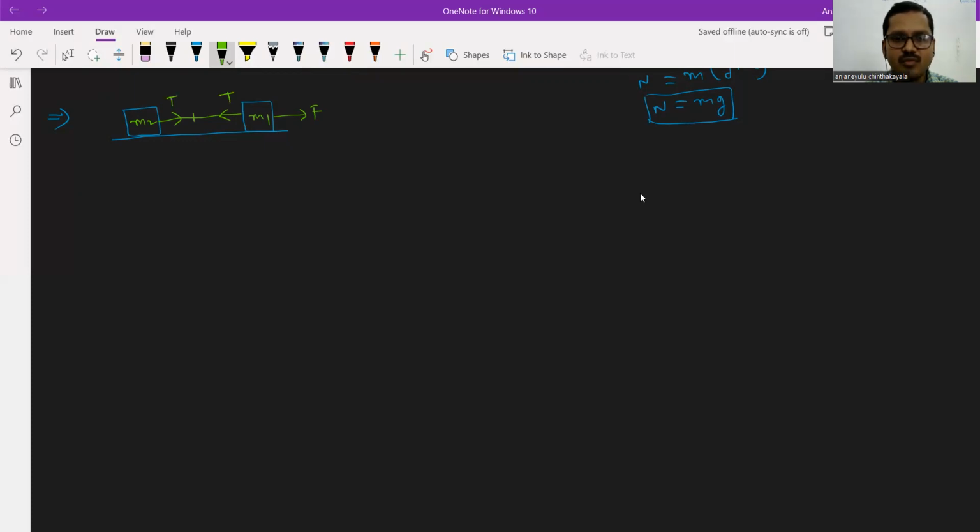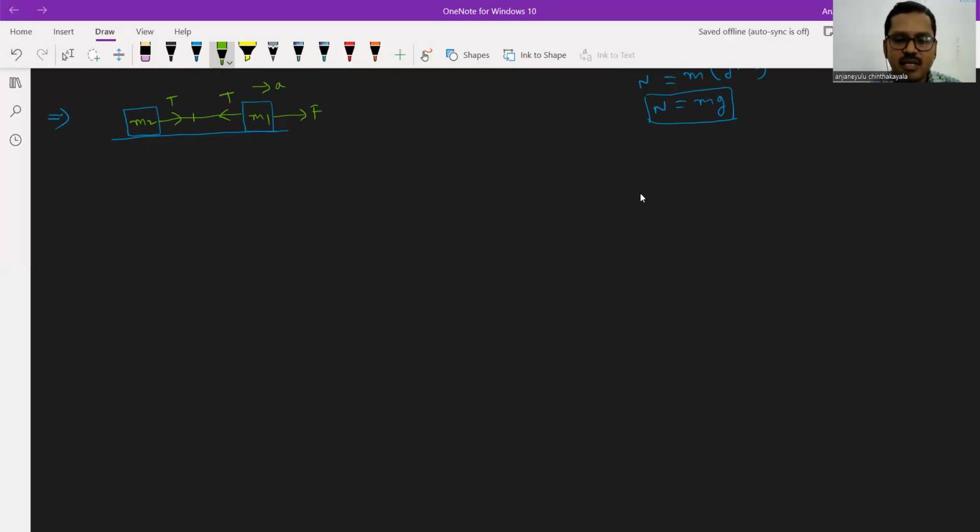Now the two blocks are moving along the direction of the force acting on the blocks. Here we have to find two values. One is the acceleration of the system of two blocks of masses m1 and m2, and the other is the tension developing between the two blocks. For this, same concept: we apply the resultant force on block m1 and block m2. If we add these two equations, we will get the acceleration. After that, substituting the value in any one equation, we will get the tension.